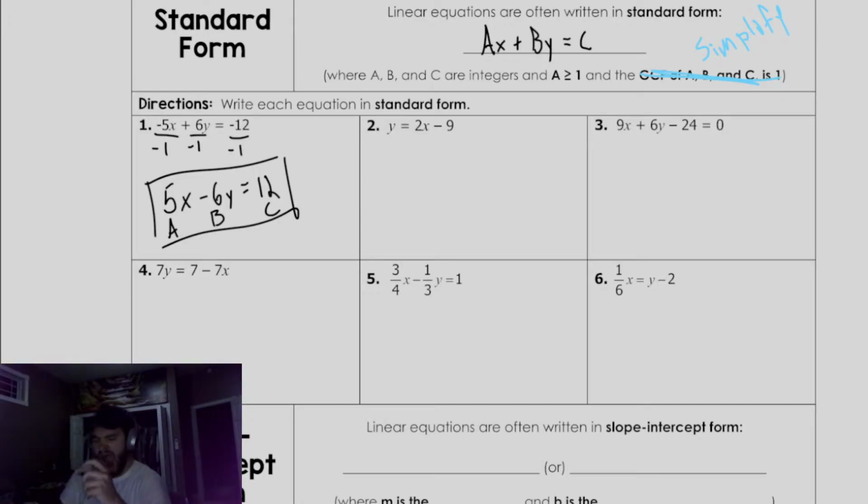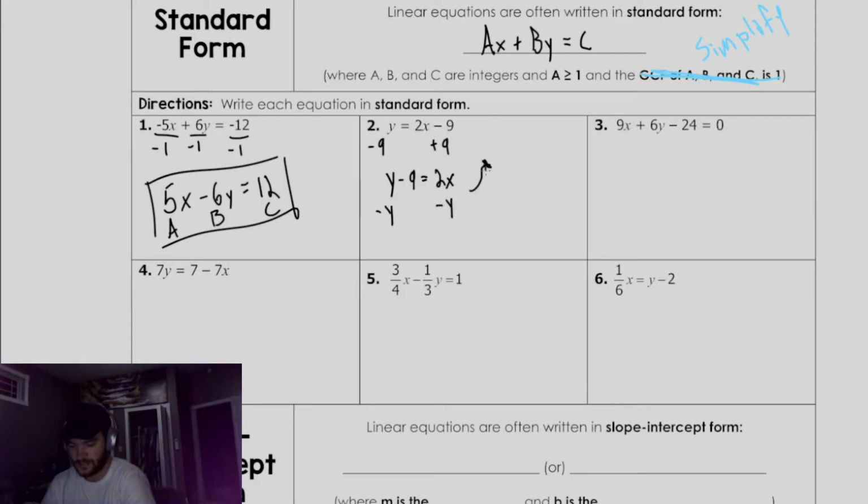What I'm going to do is, you can do it one of two ways. You can add the 9 over, subtract the y. It doesn't really matter. I'm going to try to keep the 2 here positive. So I'm going to move this 9 over here. Cool, so this becomes y minus 9 equals 2x. Then I'm going to move the y over, minus y, minus y. So in the end here, make a little arrow, we end up getting 2x minus y equals negative 9.